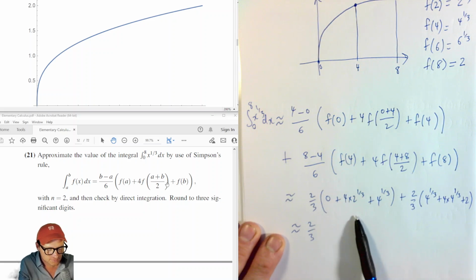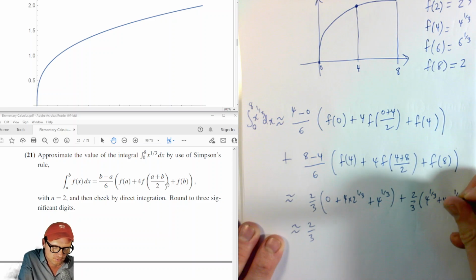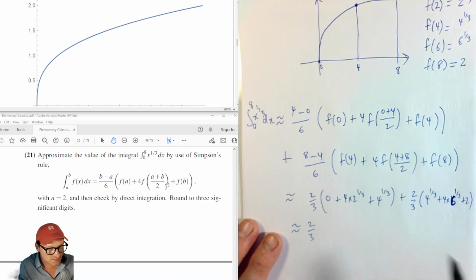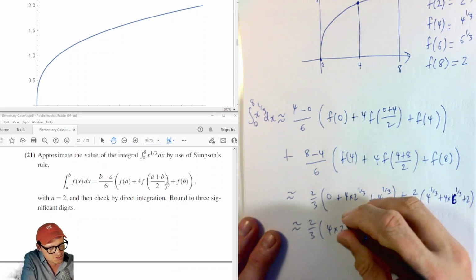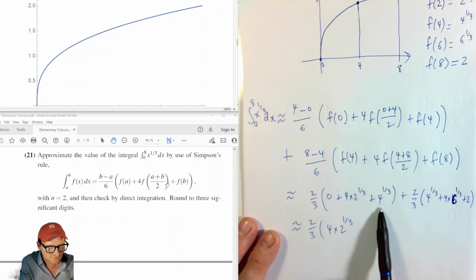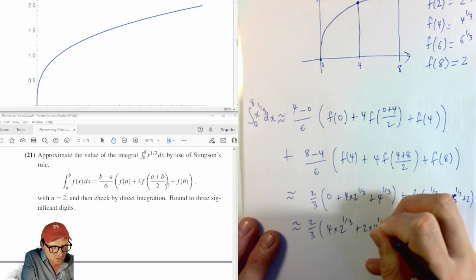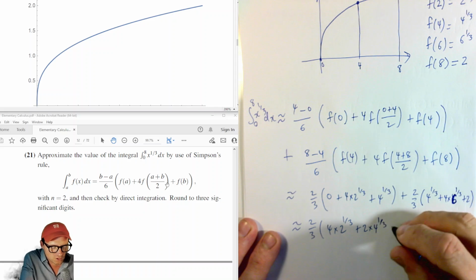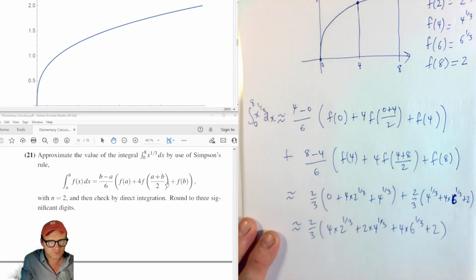And then we have, hang on, is this right? No, that's 6 to the power of 1/3 here. Okay, good. So let's simplify this. We've got 4 times 2 to the 1/3. Then we have 4 to the 1/3 plus 4 to the 1/3, so plus 2 times 4 to the 1/3. And then we have 4 times 6 to the 1/3, and then plus 2.